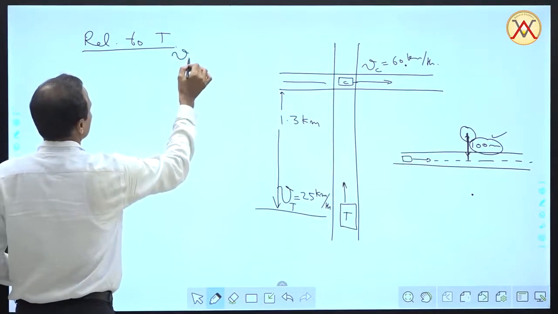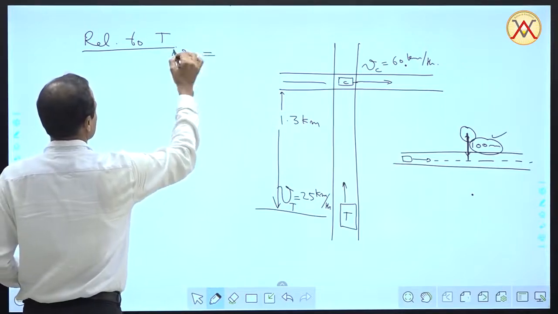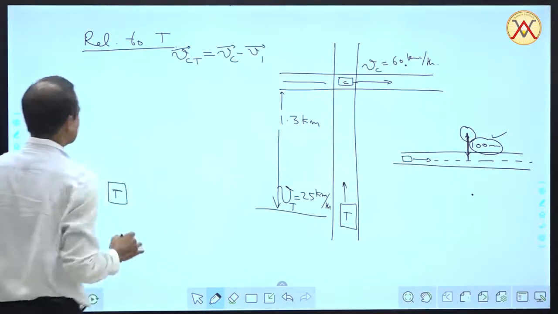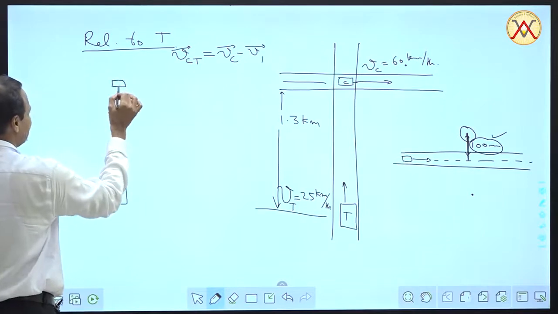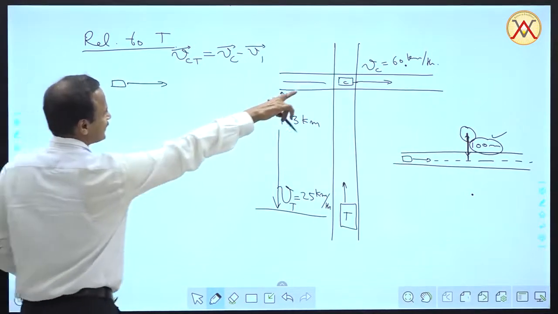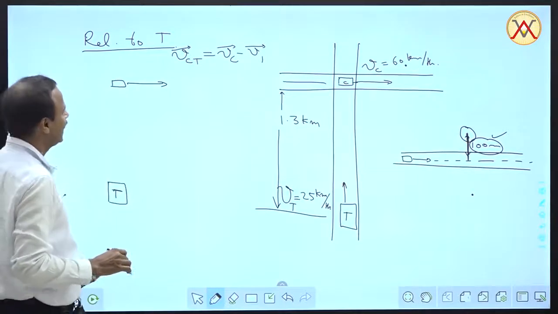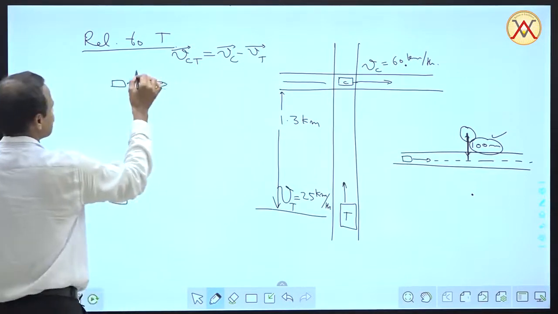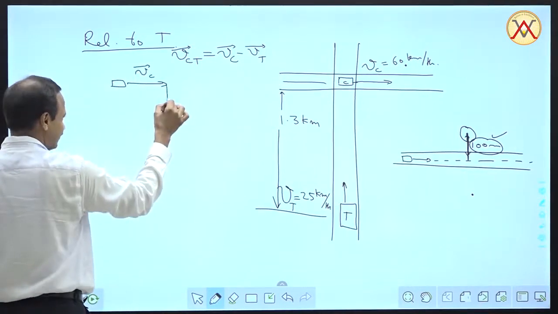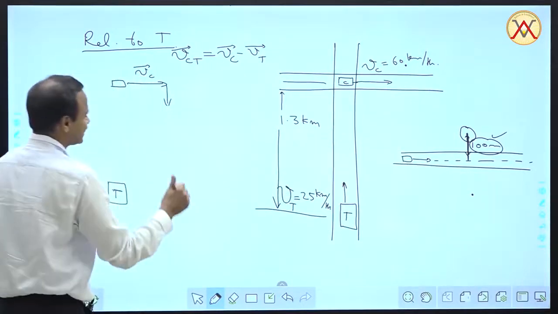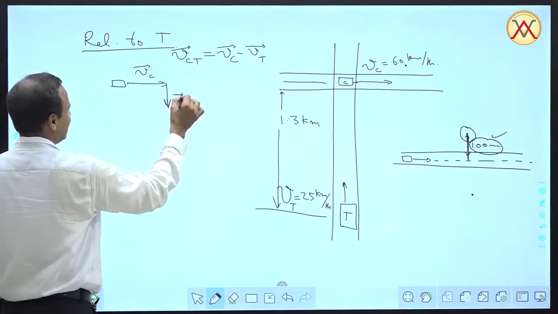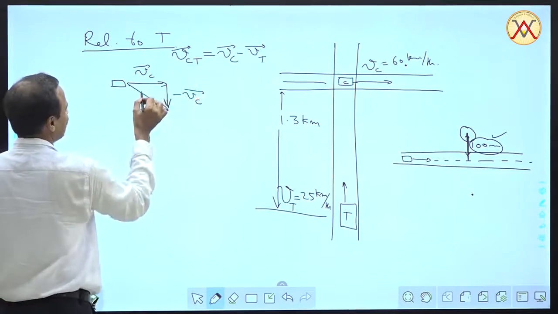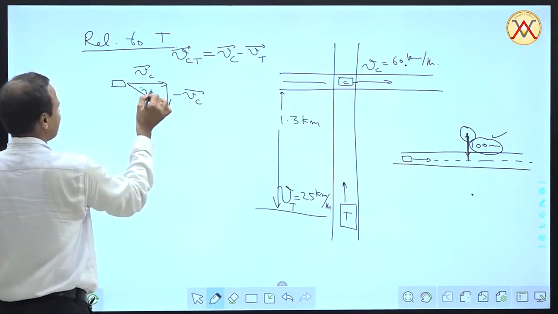So velocity of car with respect to truck we know is Vc vector minus Vt vector. Car was here, Vc vector we know is this one, 60 kilometers per hour, and minus Vt vector we have to do, Vc minus Vt. See, the truck is moving in this direction. So minus Vt vector is this one, negative Vt vector. So this one will be the required Vct vector.